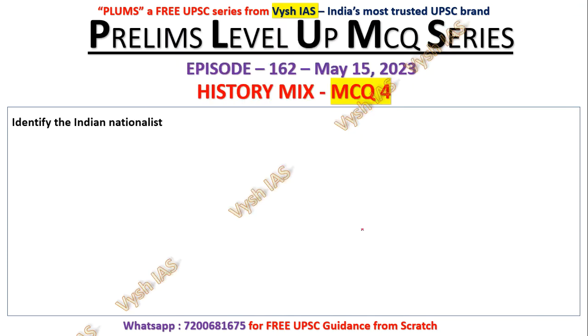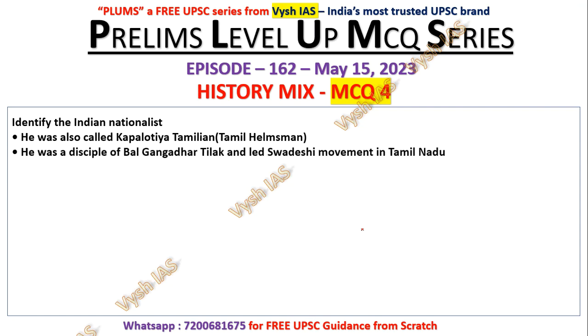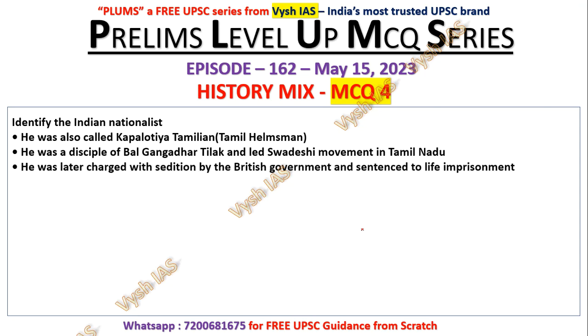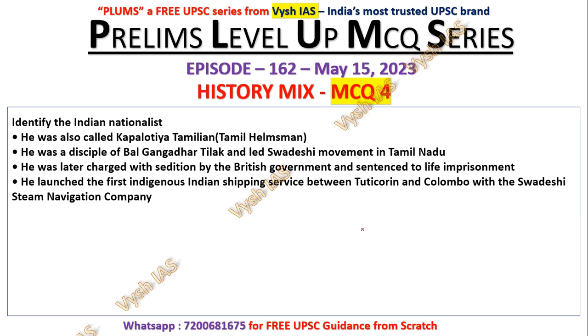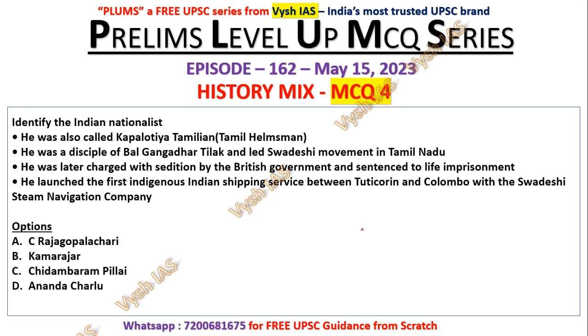Now question number 4, identify the Indian nationalist. He was also called Kappalottiya Tamilan or Tamil helmsman. Okay. He was a disciple of Bal Gangadhar Tilak and led the Swadeshi movement in Tamil Nadu. He was later charged with sedition by the British government and sentenced to life imprisonment. He launched the first indigenous shipping service between Tuticorin and Colombo with the Swadeshi Steam Navigation Company. So all the details and explanations are given here itself. Now you just have to identify the person. C. Rajagopalachari, Kamarajar, Chidambaram Pillai, Anandacharlu.